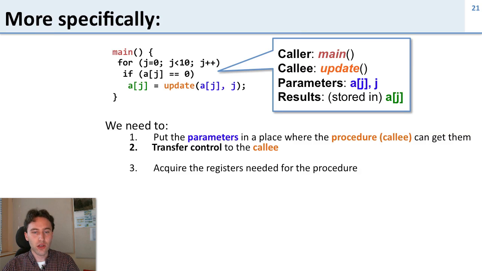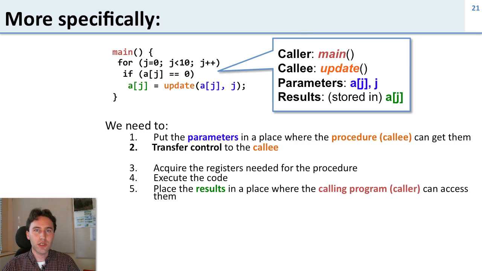Once we're inside the callee procedure, we need to use the registers to run the callee procedure. So this update here is going to do something. It's going to use registers, and we need to be able to use those registers. We need to execute the code, so update's going to do something. We need to do whatever it does.